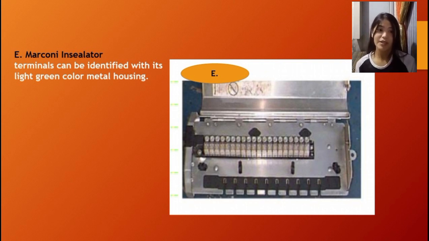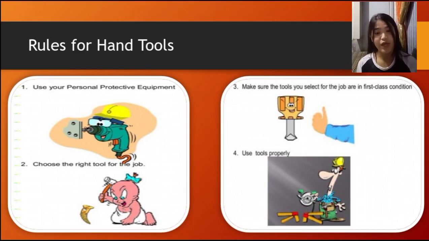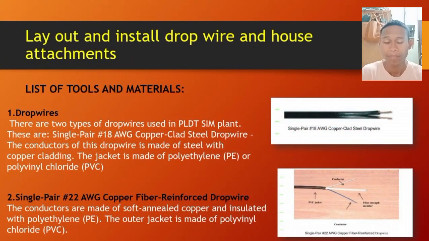So here are the rules for hand tools. So we have 4 rules. The first one is use personal protective equipment. The third one is make sure the tools you select for the job are in first class condition. The last one is use tools properly. So mao na siya ang upat ka buok nga rules for hand tools. That's all.